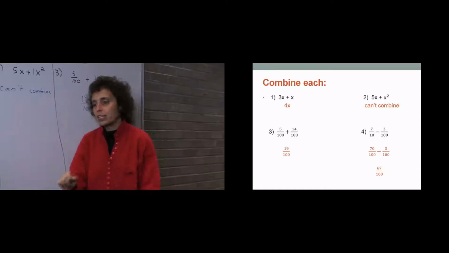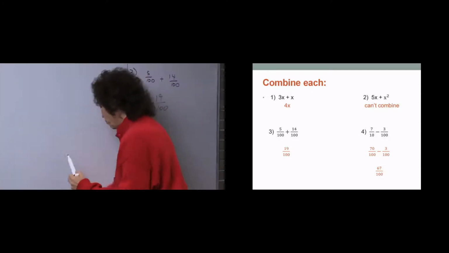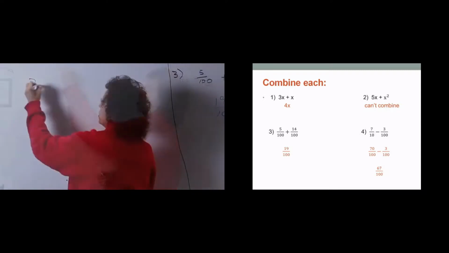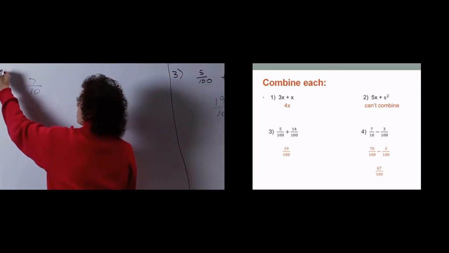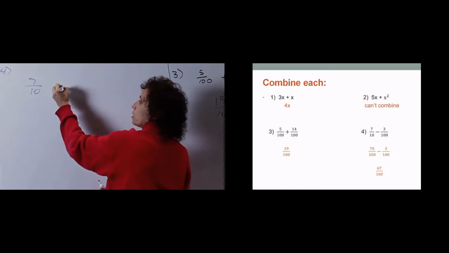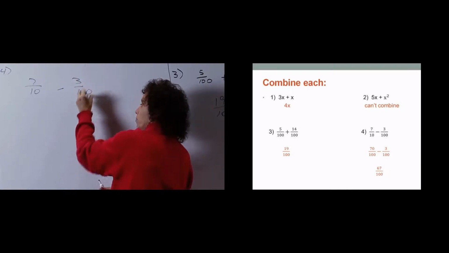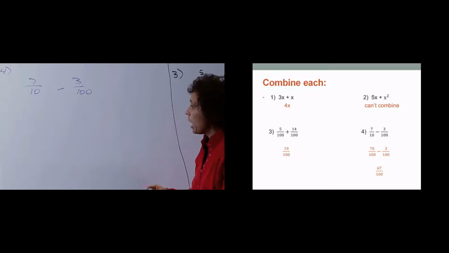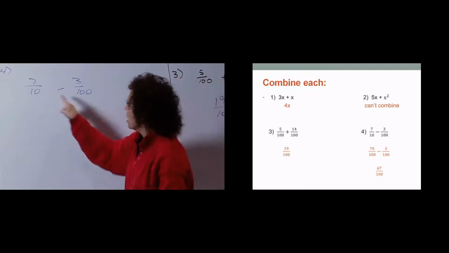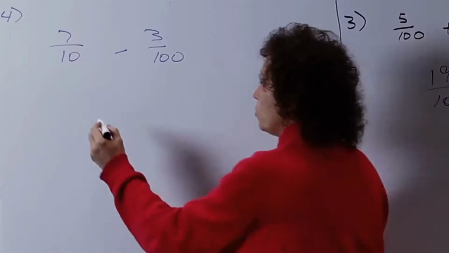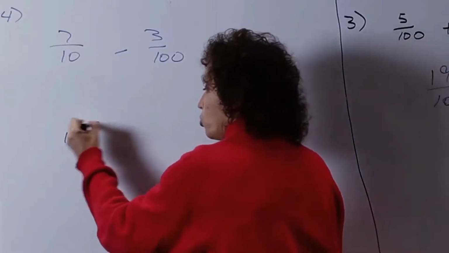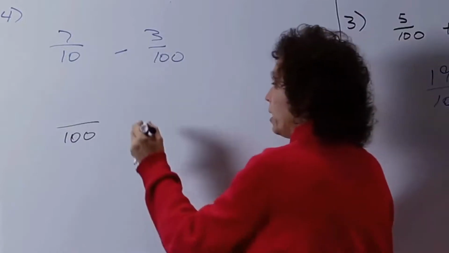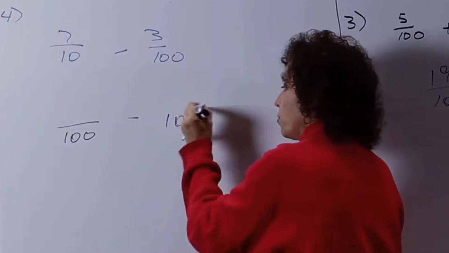Number 4 might be a little different. You've got to be careful and make sure you have a common denominator. 7/10 minus 3 over 100, right? I don't have like terms here. So what I'm going to do is get a common denominator, which 10 does go into 100 without a remainder, so the denominator is 100. But if you take care of the bottom, you've got to take care of the top. Okay, so we're going to do 100 there, 100 here first.